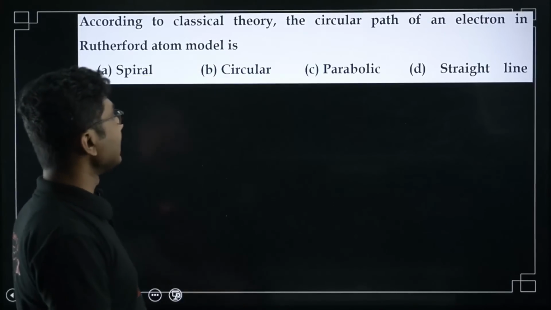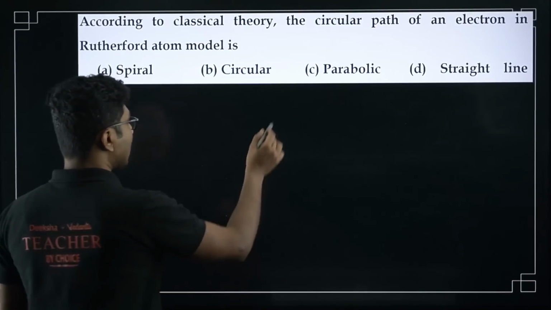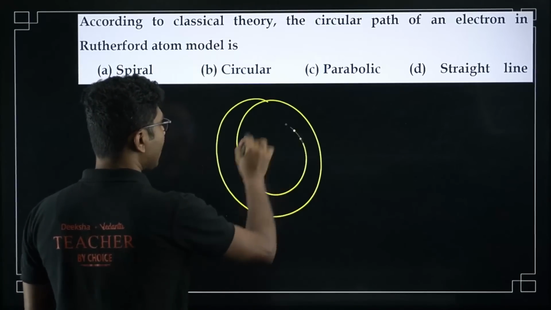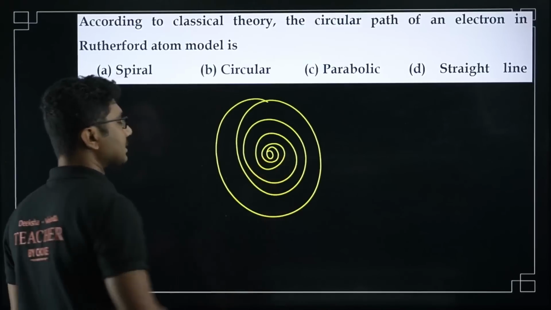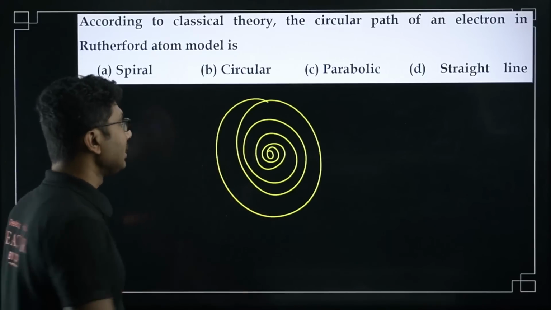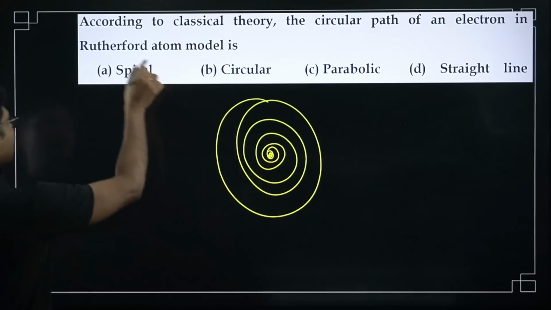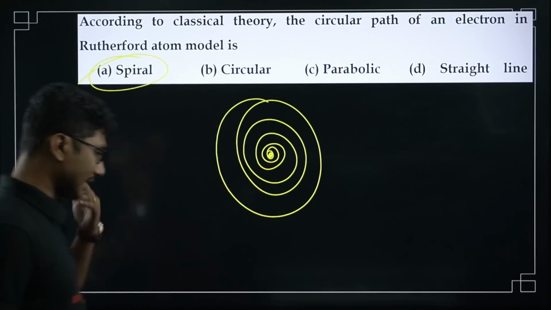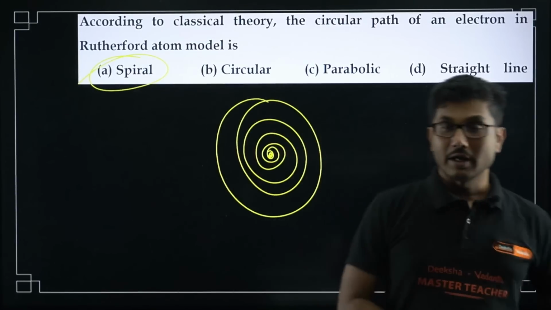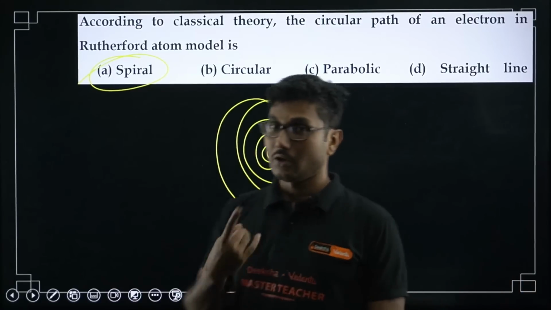According to classical theory of the circular path of an electron in a Rutherford atomic model. So according to the classical theory, the Rutherford atomic path will be a spiral, because the electron will no longer be stable in a circular path, it will fall towards the nucleus. So it will be a spiral path, not circular. Circular is Bohr's theory, not Rutherford's. According to classical theory, it should be a spiral, not a circle.